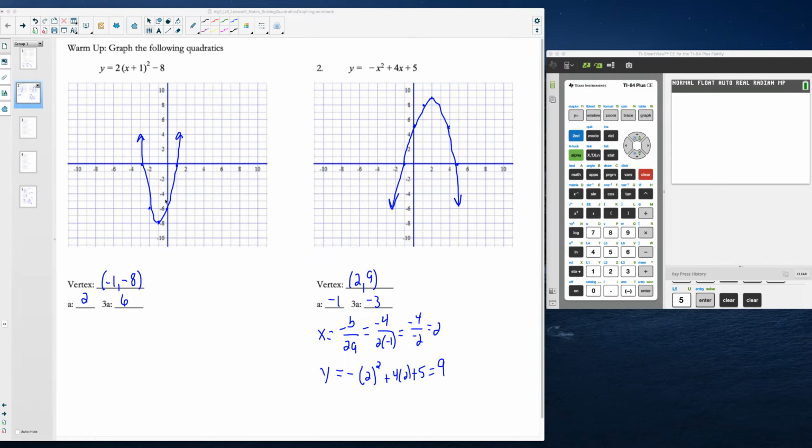Hopefully you guys are drawing better quadratics than I am. I haven't made it through my second cup of coffee yet, so maybe my hand's just a little bit nervous. I'm going to blame it on the software.